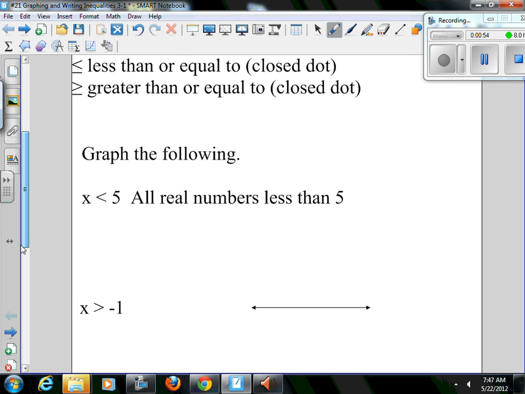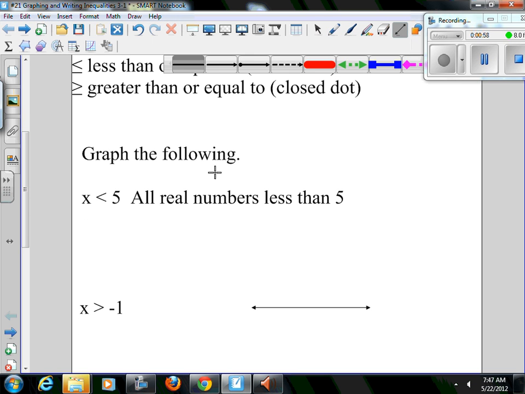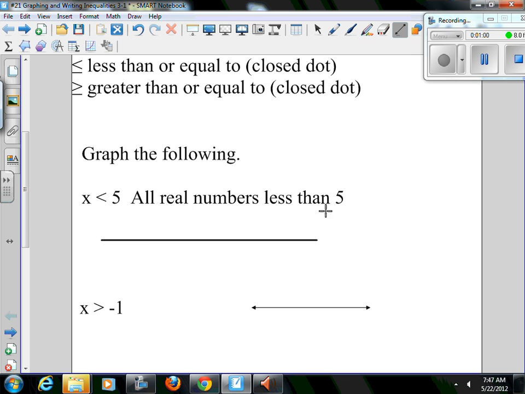So let's say we graph the following. We want to graph all real numbers less than 5. So I'm just going to make a line here, and I'm going to put arrows on both ends to indicate it goes on and on forever. And here's 0, 1, 2, 3, 4, 5. I'll just put a couple more numbers. You don't have to write in every number.